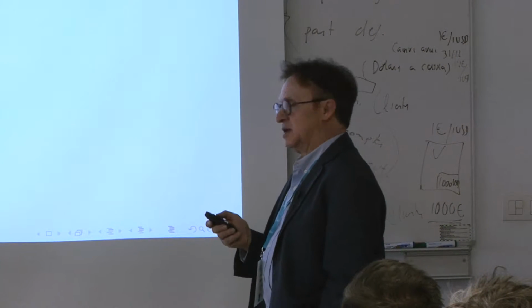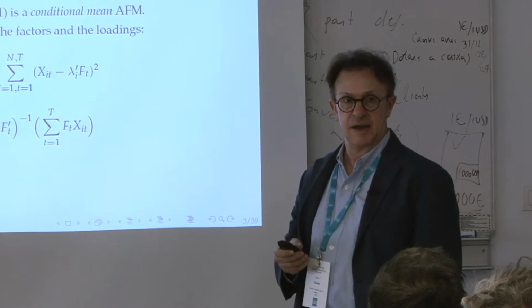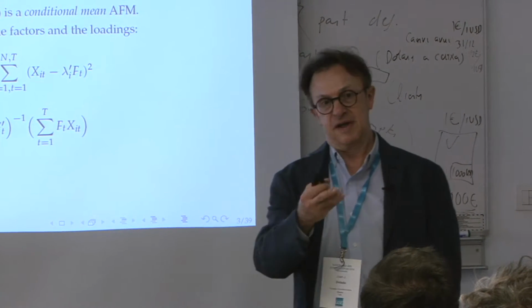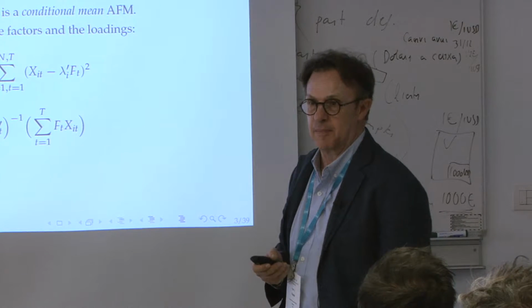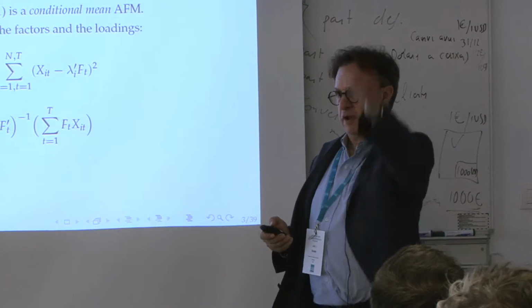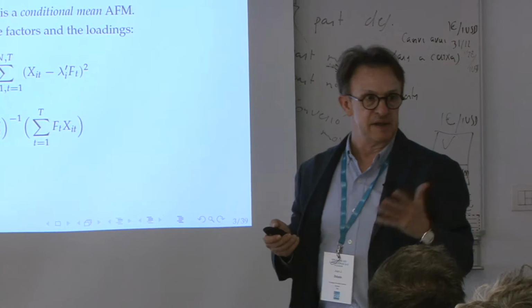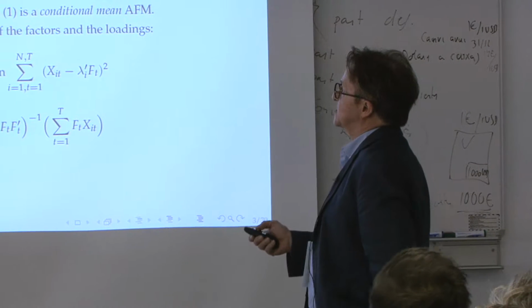Okay, so let me just start from scratch by walking you through the standard concept of an approximate factor model as a way of summarizing the covariance structure of a large panel data. So we have a X_it.